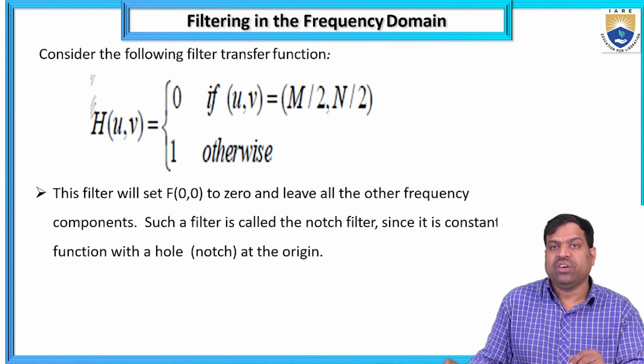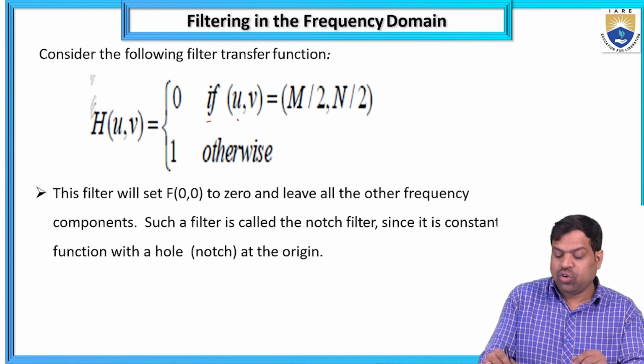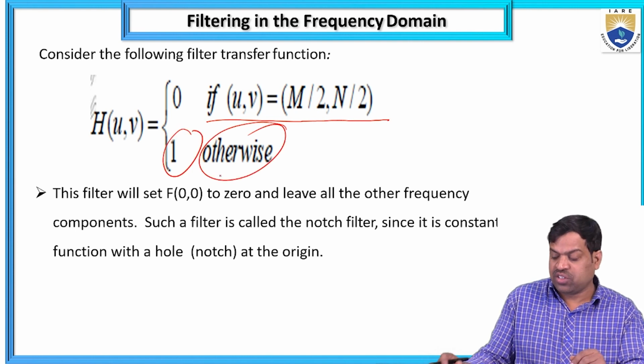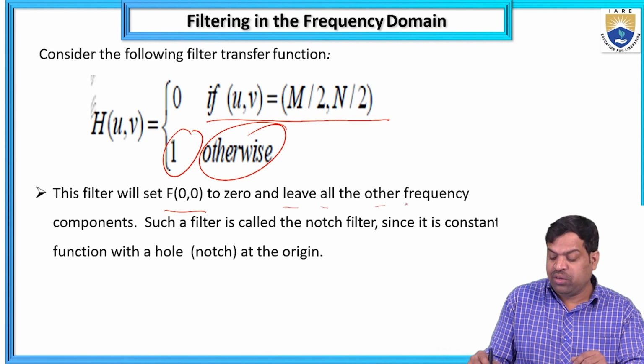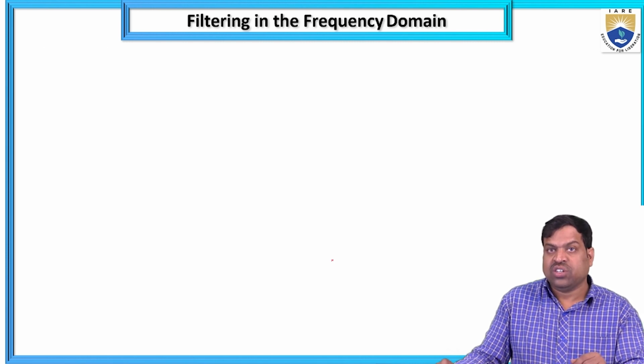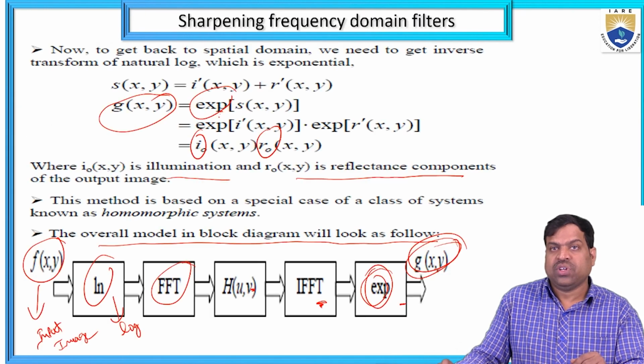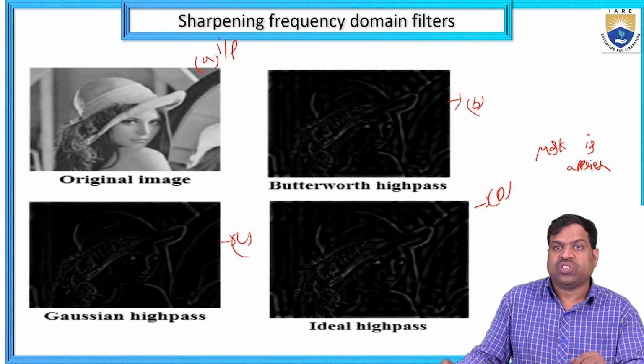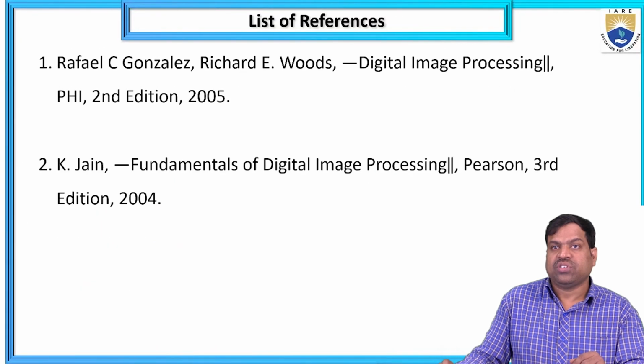Capital H of u comma v is 0 when u comma v equals m by 2 comma n by 2, and 1 otherwise. F of 0 comma 0 is 0 and it leaves all the other frequency components, such a filter is called a notch filter. It is a constant function with a hole, a notch, at the origin. So these are the sharpening frequency filters with examples.